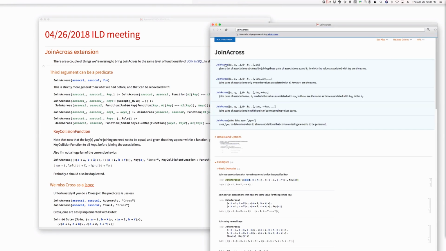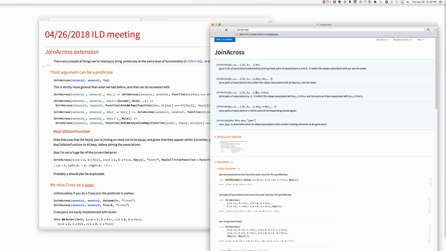Yeah. So if you want to start from the end, the most general type of join is the cross join, which we're missing, which can be written with Outer in the Wolfram Language. So that's the very end of the other notebook right now. Okay, but in general, wait a minute. When these are all the same, the values associated with key A in the AI are those associated with key B in the BJ. So that's a case where the keys you are comparing are different. Exactly.